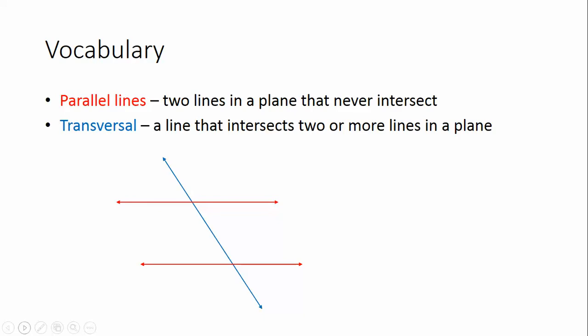A transversal is a line that simply goes through two or more lines in a plane. And we'll talk about a transversal particularly when we talk about parallel lines, because a lot happens here with these angle measures. So a transversal is the blue line that will intersect two lines or more in a plane, and in our case it'll be intersecting parallel lines.